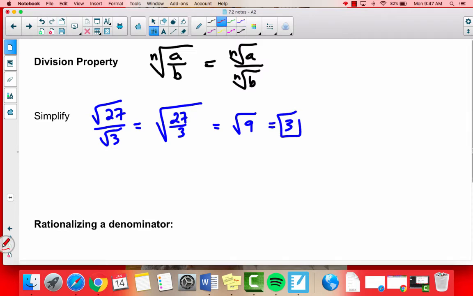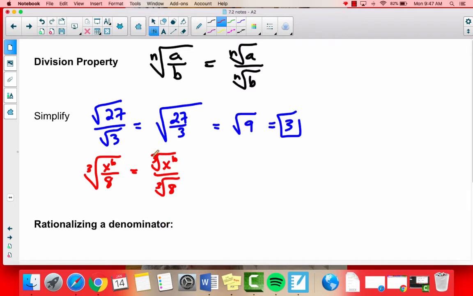You could also have it go the other way, so maybe the cube root of x to the 6th over 8. Can't reduce that very easily. You can't divide x by 8, so to split it up actually makes it easier to reduce. So we're going to split it up into the top and the bottom.